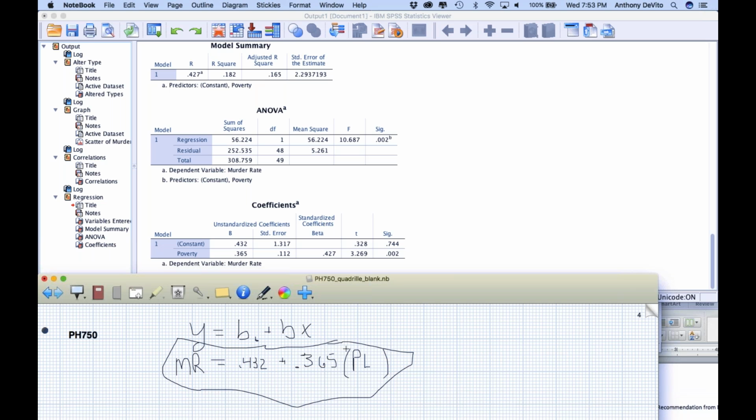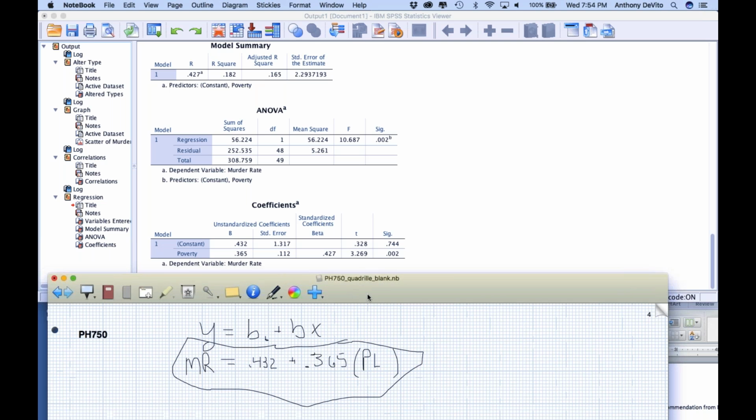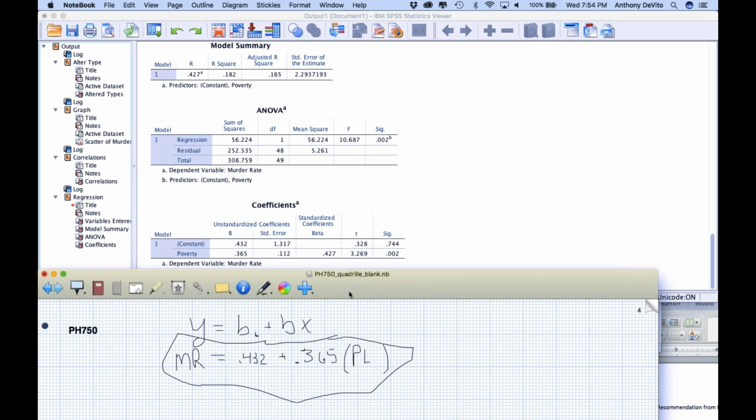So if the poverty level is 1%, then this is going to be 0.365 times 1%, or 0.0365, plus 0.0432. So the murder rate will likely be the sum of those two numbers. Well, can I see that somewhere? Can I see what those values actually are?